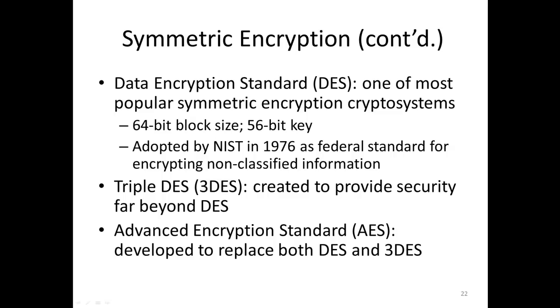So as a result, Triple DES was created to provide more security, which is basically the same algorithm, the same process. It just runs the clear text through the algorithm 3 times. So it encrypts it, and then it encrypts it again, and encrypts it again. Advanced Encryption Standard, AES, was developed to replace both DES and Triple DES.